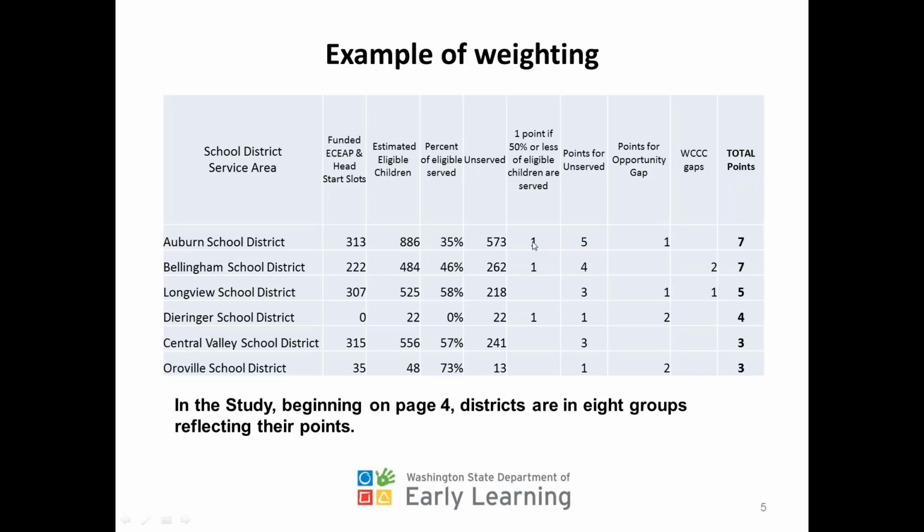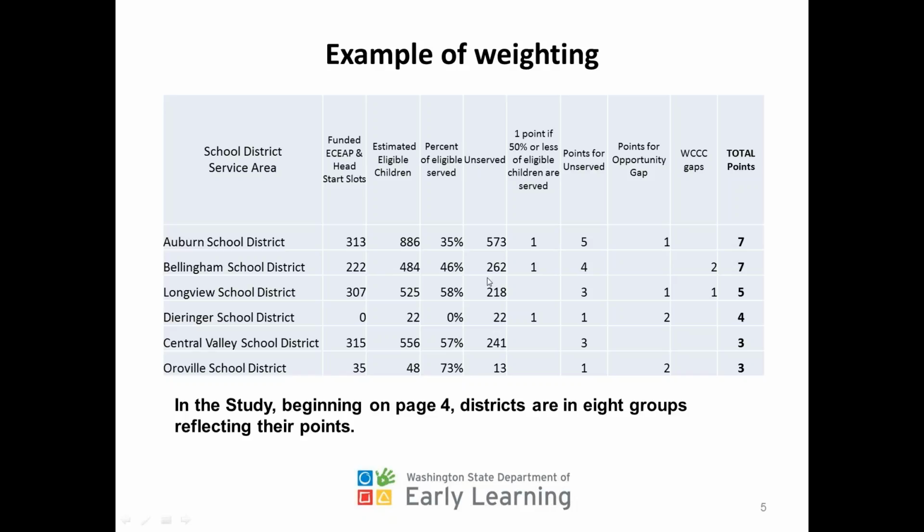Therefore, they received 1 point for serving less than 50%, 5 points for their total number of underserved children, 1 point for one of the opportunity gap WAKIDS values, and no points for the Working Connections subsidy gap. So they have a total of 7 points.